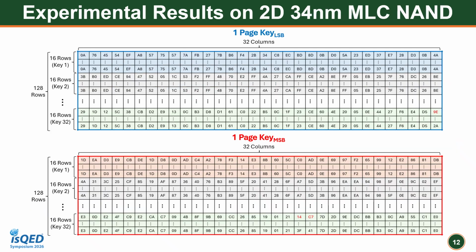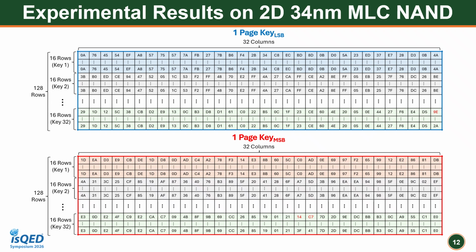We further implement our technique on two different types of memory chips. The previous result was in 3D. Now we implemented it in 2D, and these two results are from 34 nanometer 2D MLC NAND memory chips. The top row is from the LSB page key, and the bottom row is from the MSB page key.